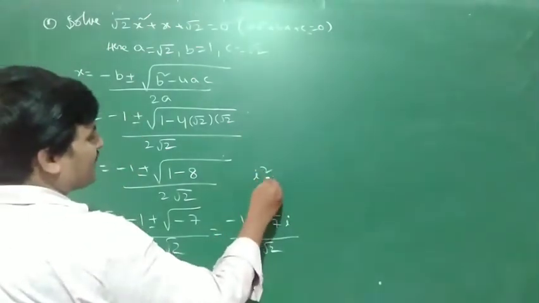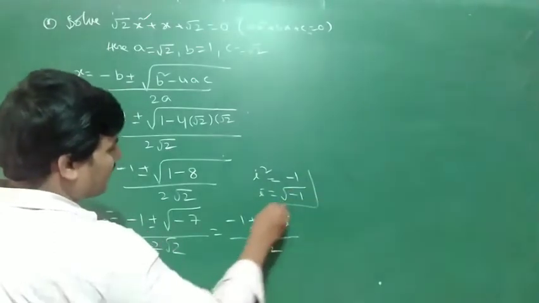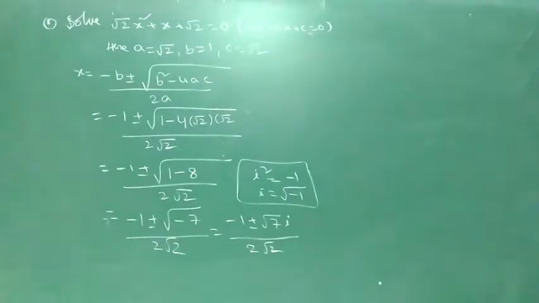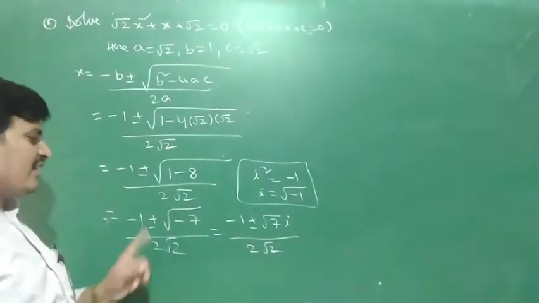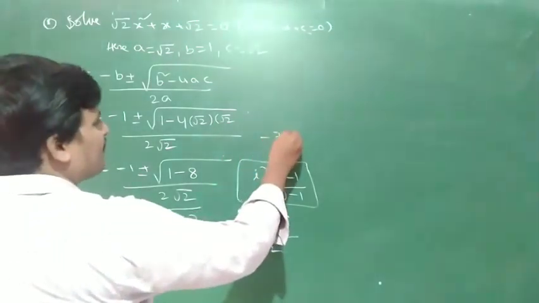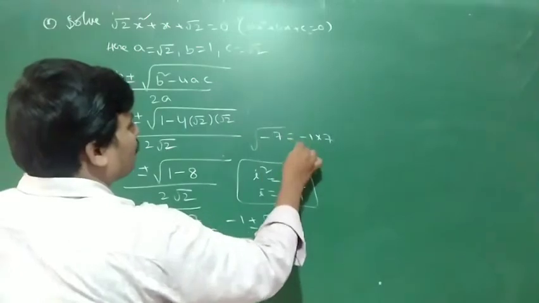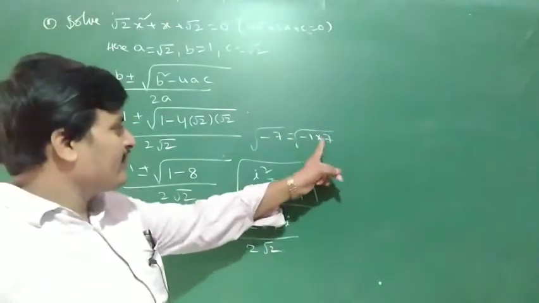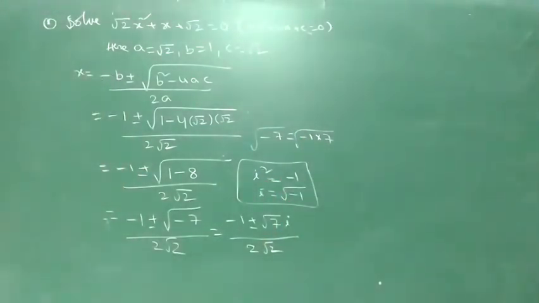Because i square is equal to minus 1, so i is equal to root of minus 1. Root of minus 7 is equal to root of minus 1 into 7, which is root 7 into root of minus 1, that is i. This one, directly applying the formula.